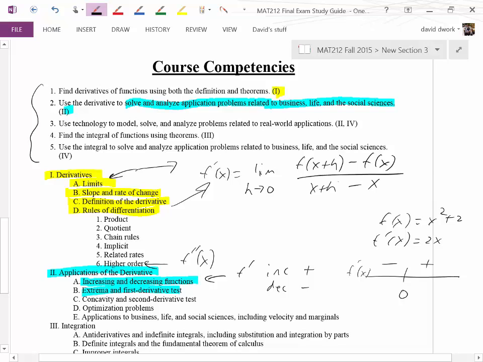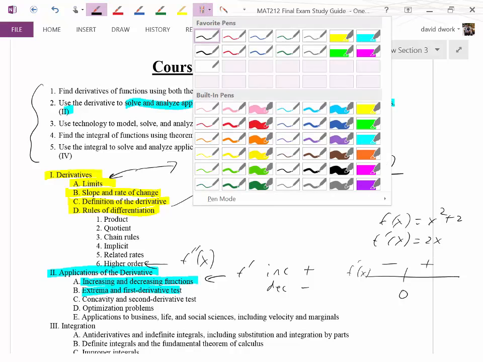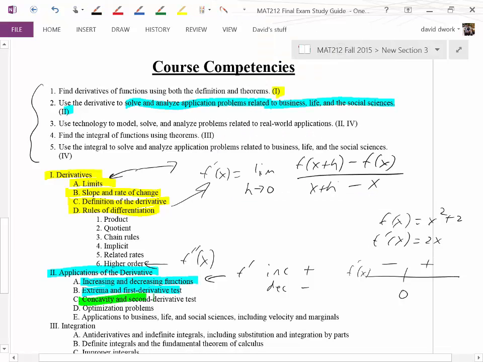remember how to do that. Remember how to use a first derivative to talk about maxes and mins. Also, how do you use concavity, aka the second derivative test?